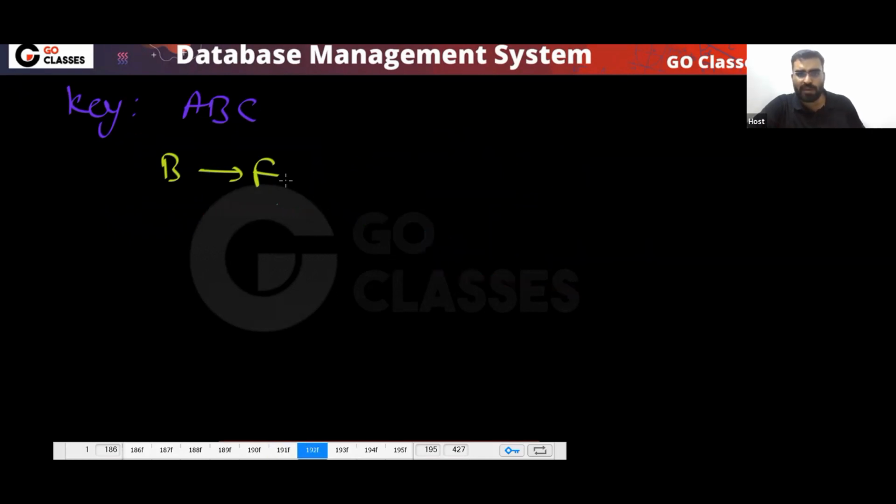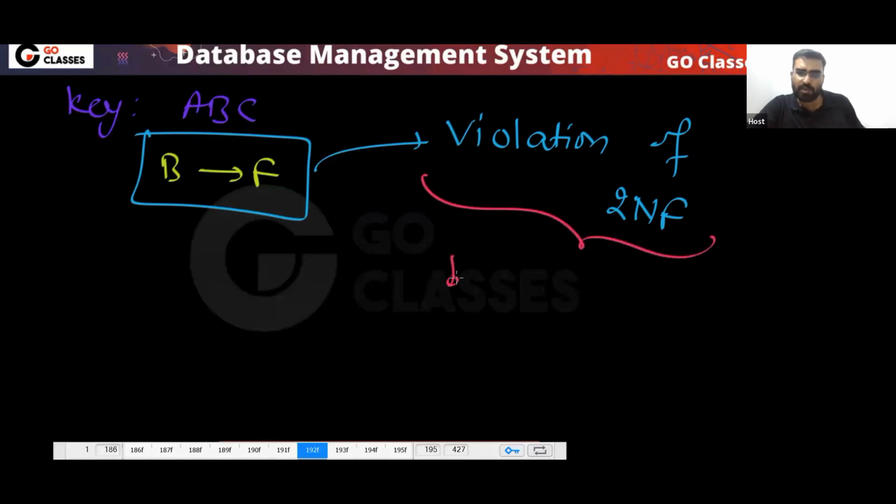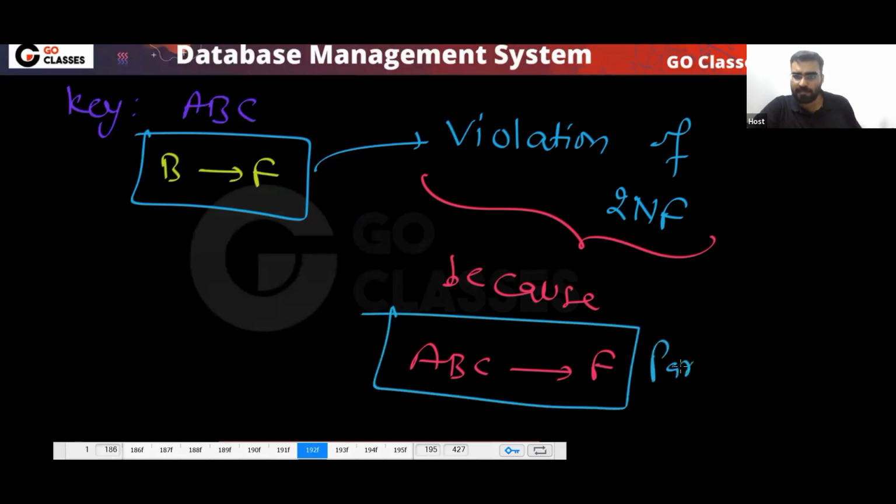But this is a violation of 2NF. Why? This is a violation of 2NF because there is a partial dependency. Because ABC to F is a partial dependency. This is the candidate key, and this is the non-prime attribute.